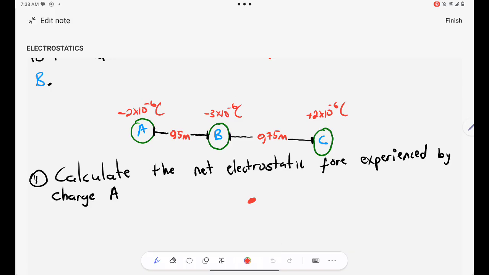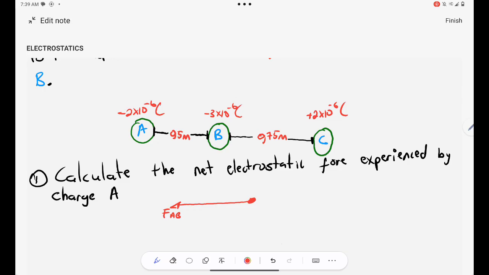Firstly, I want to know how charge A is going to behave as a result of charge B. Both charges have the same polarity; they are both negative. Hence there is a repulsive force between them, which basically means they will push one another away. So charge B will push charge A towards the left. This is the electrostatic force that exists between charges A and B.